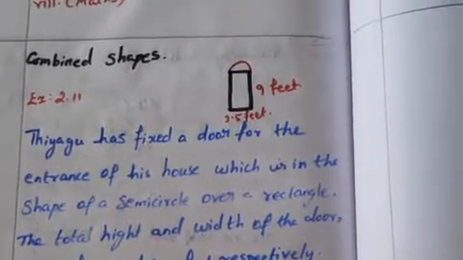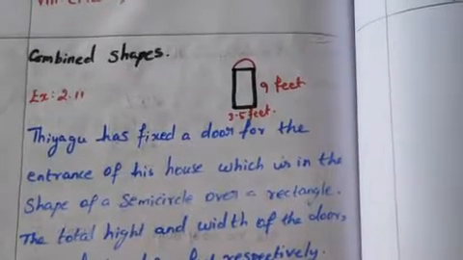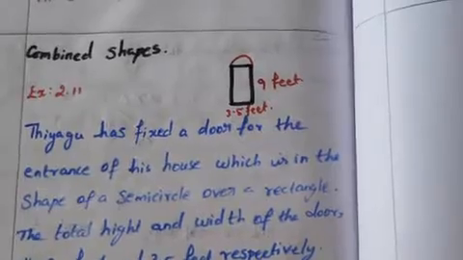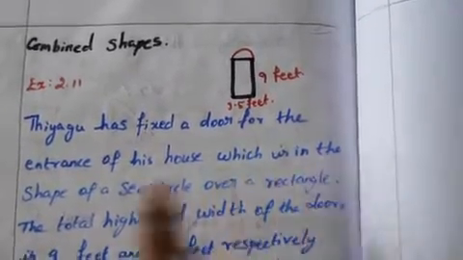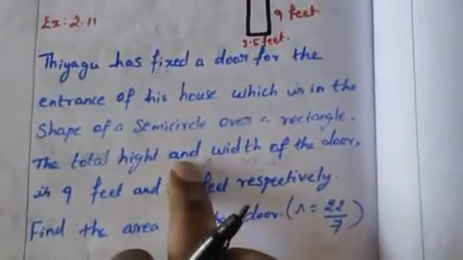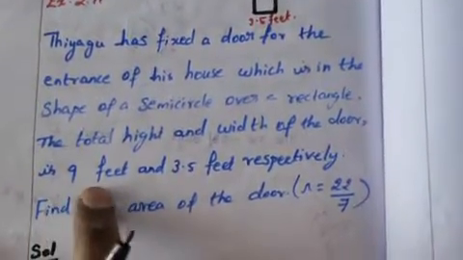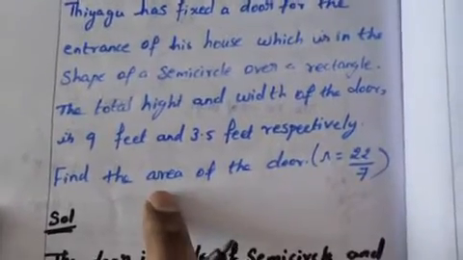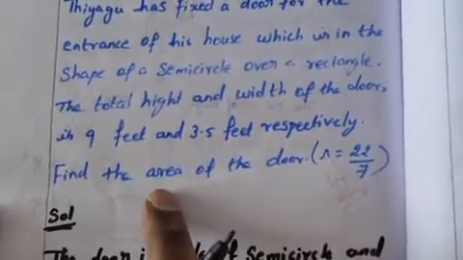Today we are going to learn example 2.11. Thiagu has fixed a door for the entrance of his house, which is in the shape of a semicircle over a rectangle. The total height and width of the door is 9 feet and 3.5 feet respectively. Find the area of the door.